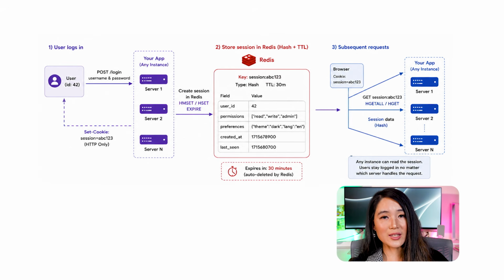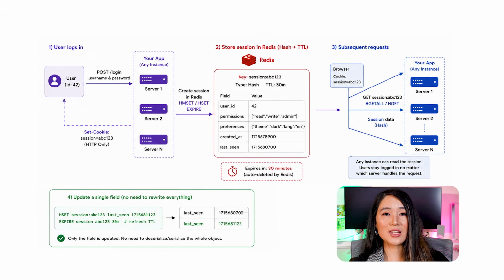When a user logs in, you store their session, so their user ID, permissions, and preferences, as a Redis hash under a key like session ABC123 with the TTL matching your session length. Any of your servers can read it on any request, so users stay logged in no matter which instance handles them. And a hash lets you read or update a single field without deserializing the whole object.